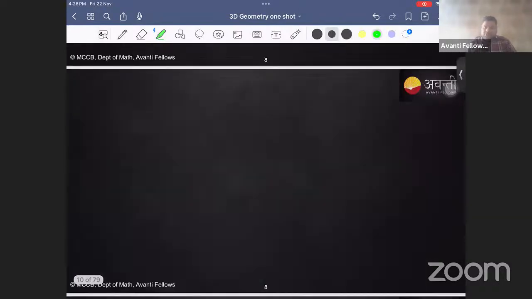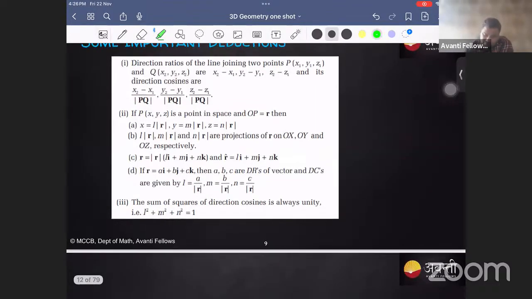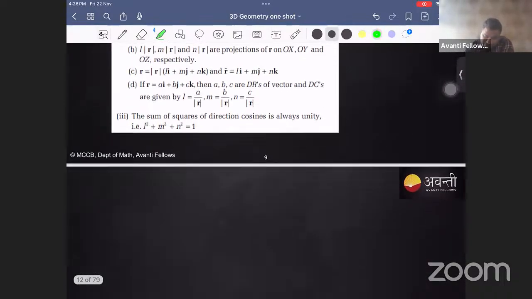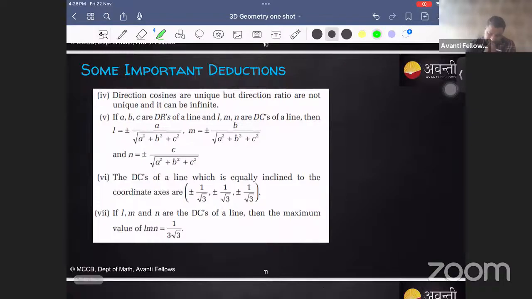So the question is, okay, before doing that question, let's do one more 2 points. Line we will do in a while. See, direction cosines are unique, but direction ratios are not unique and can be infinite because they are just proportional to direction cosines. So direction cosines are unique, but direction ratios are not unique.